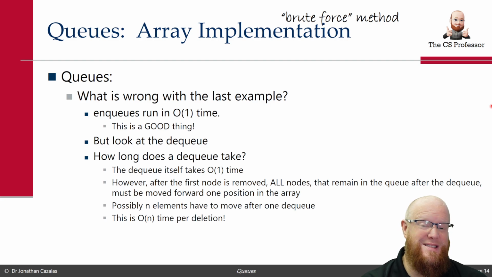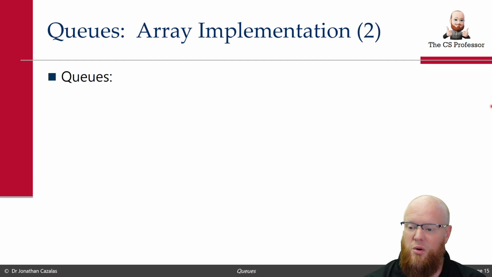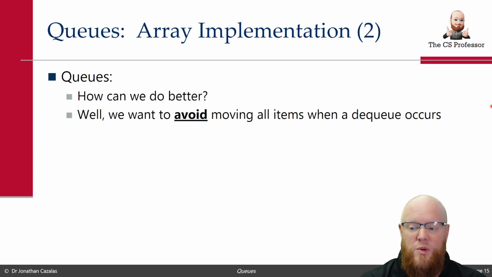So therefore, your dequeue in and of itself, the total running time is O of n due to the fact that all of the other remaining elements in that queue have to then shift over. That's not acceptable, especially when we know in theory we said a dequeue should be O of 1, but with this particular brute force implementation, the dequeue results in an O of n operation. How can we do better?